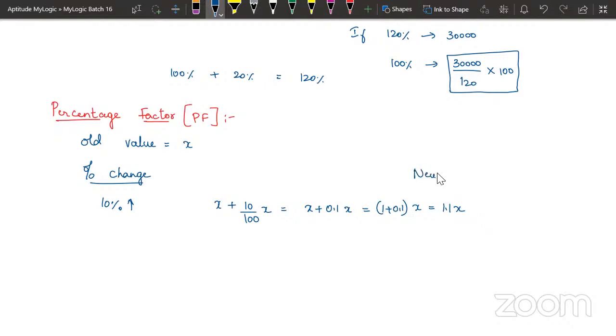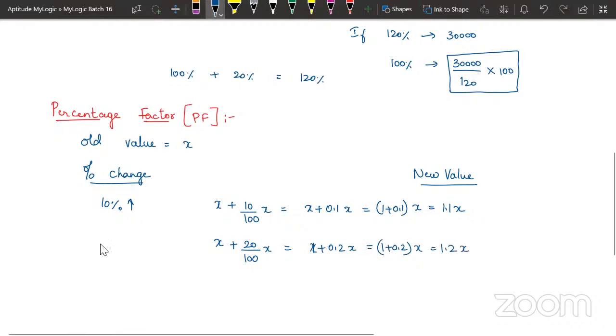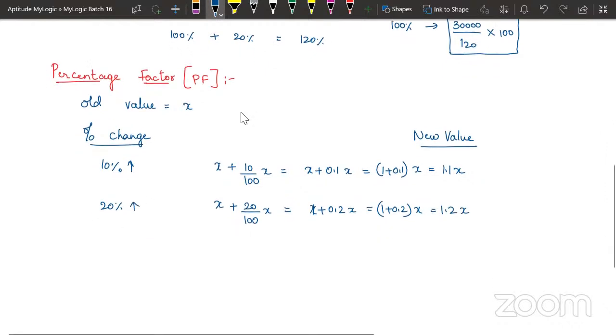The new value is 1.1X. Old value is X, 10% of it is added, we get 1.1X. Suppose there is a 20% increment. It means for original value X, we are adding 20% of X, which gives you X plus 0.2X, which is 1 plus 0.2 into X, and that is 1.2X. Understood this? Now this is for 20% increment.